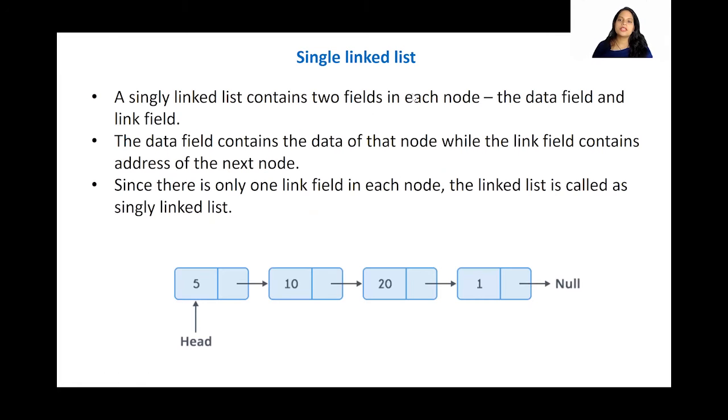The first one, which is nothing but the singly linked list, means it contains 2 fields in each node, the data field and the link field, which is nothing but what we saw just now. This is the basic one. The basic linked list is called a singly linked list. The data field contains the data of that node, while the link field contains the address of the next node. Since there is only one link field in each node, the linked list is called a singly linked list.